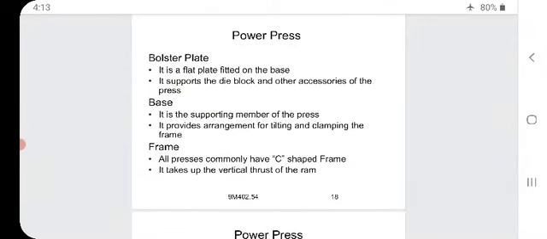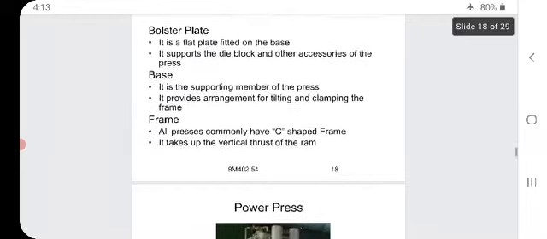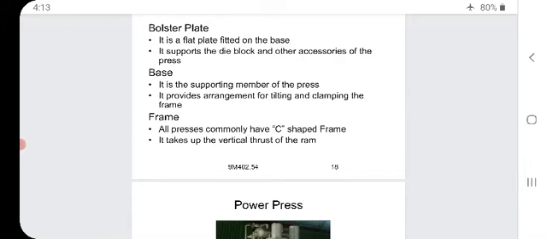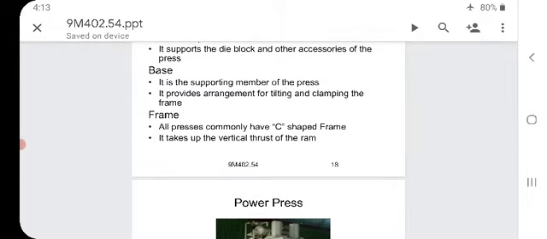Bolster plate. It is a flat plate fitted on the base. It supports the die block and other accessories of the press. Now come to the base. The base is a supporting member of the press. It provides the arrangement for tilting and clamping of the frame.